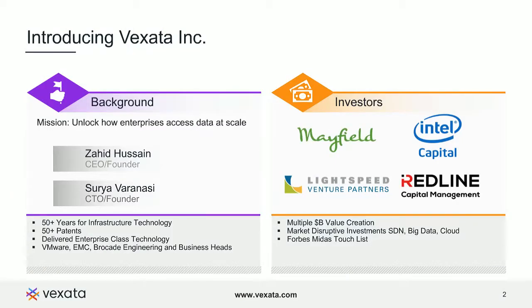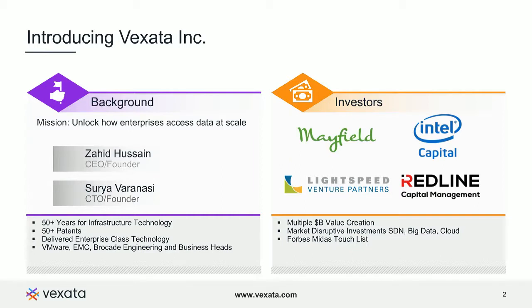As we get started here, I just want to give you a quick background on who Vexata is. Vexata has been around for about 4+ years, and has been shipping product for almost a year. What we do is essentially unlock how enterprises access data at scale. This is an important concept, especially when you're looking at providing support for Oracle environments in transactional and analytic environments, and as you start to bring those two together, you need the ability to provide high IOPS at scale, and that's effectively what we do.